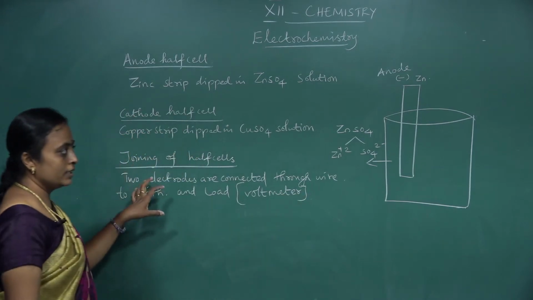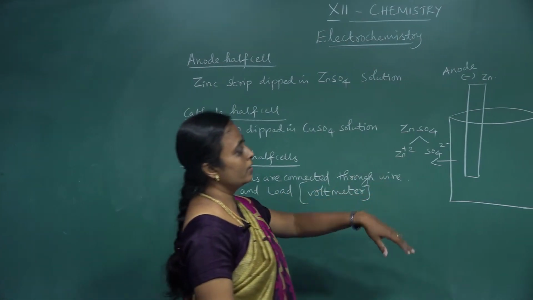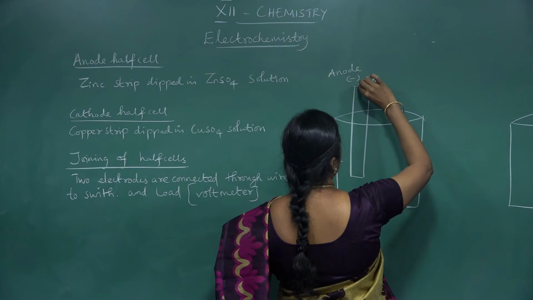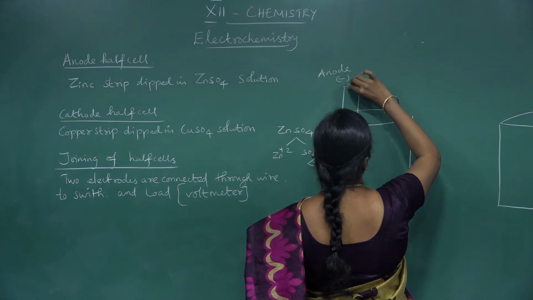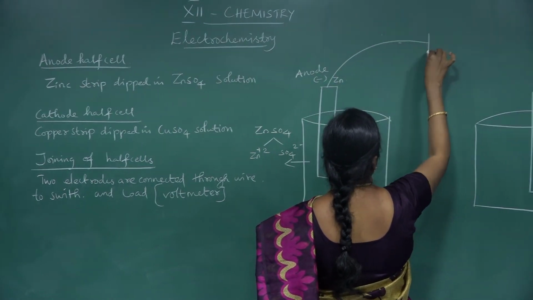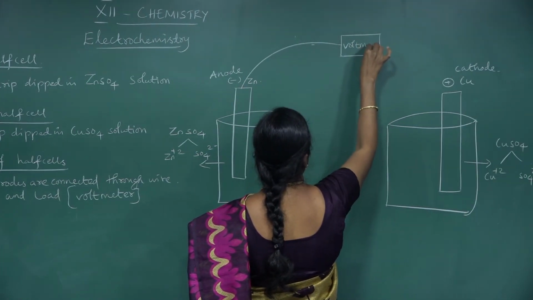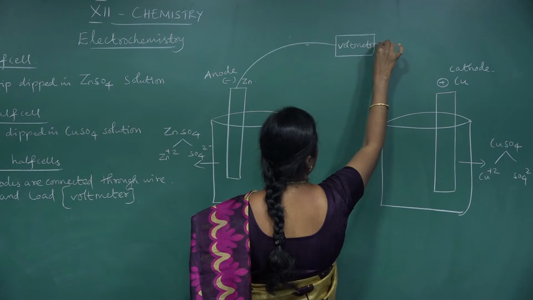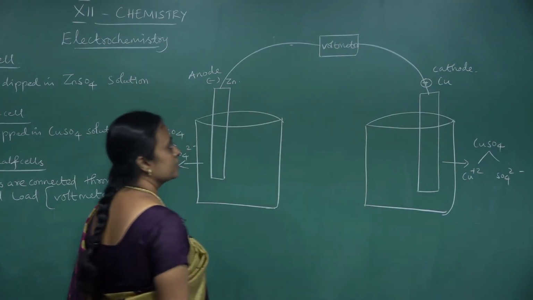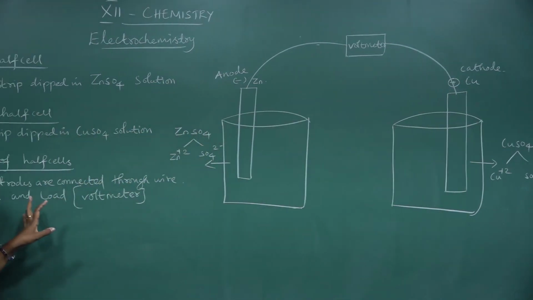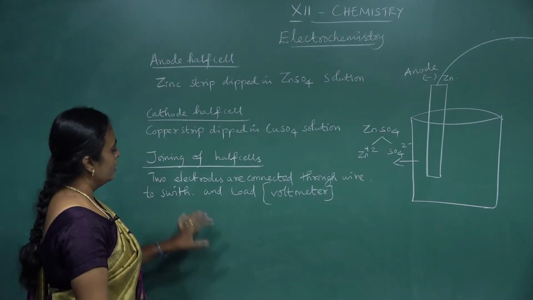Okay, so first let us connect the two electrodes. The two electrodes, just by using a wire, I am going to connect by using a voltmeter. Okay, like this. This is called an external circuit.